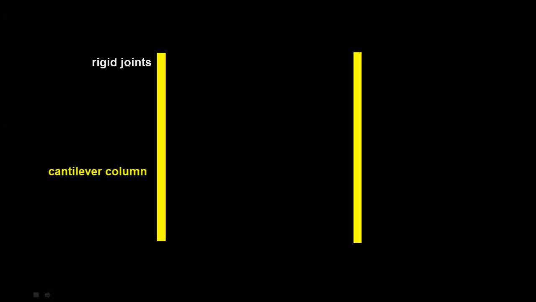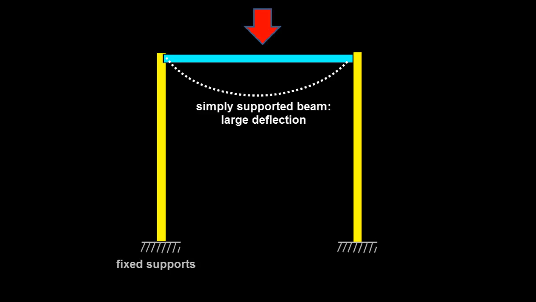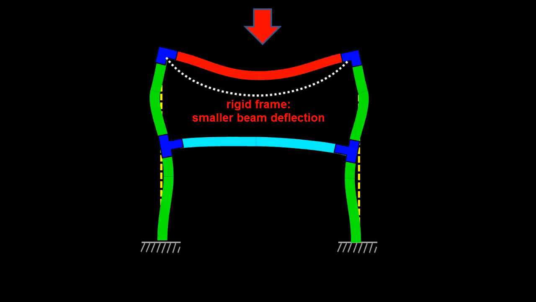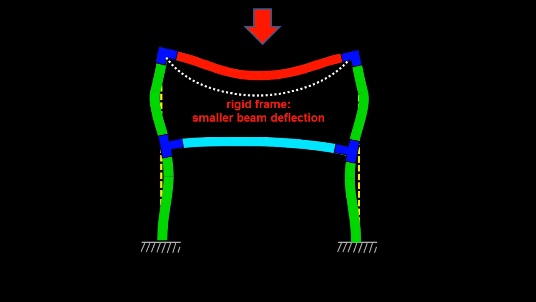Moment-resisting frames have rigid beam-to-column joints. The columns are generally cantilevered from fixed foundations. When the beams are loaded, they cannot rotate as much at their ends as they would if they were pin-ended. In order for the beam to rotate, the column must rotate as well. The rigid joints at the beam ends allow the columns to share in the beam load resistance. The beam will have smaller bending moments and less vertical deflection.